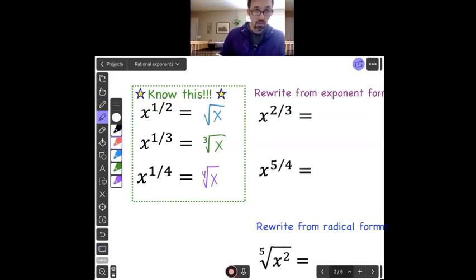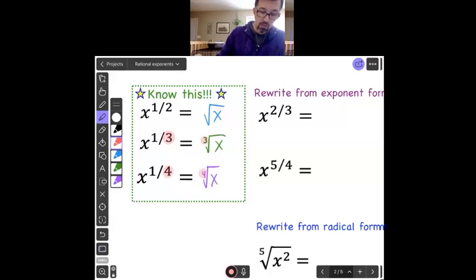Well, it's more obvious with the 3 and the 4, where the 3 and the 4 went. The denominator of my exponent became the index of my radical. Remember that number is called the index there. The denominator of the exponent became the index of the radical. We see that here with the 4 also. Okay? The 4 became our index.